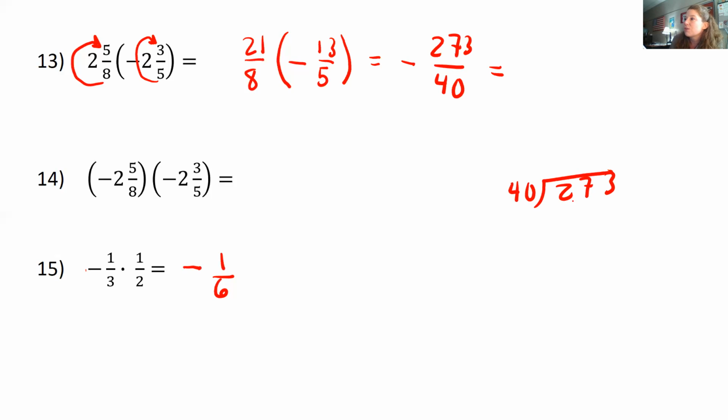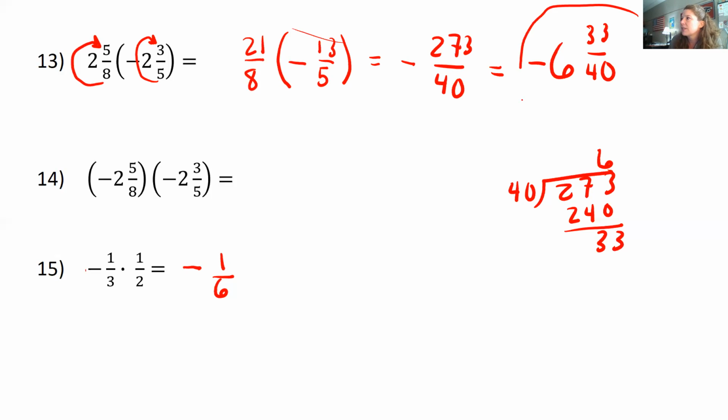And then if I was trying to say, okay, how many times will 40 go into 273? Well, 40 will go into 273 about what? 7? No, 7's too much. So it's going to be 6. So that's going to be 240. So subtract, and I get a remainder of 33. So 6 whole times with a remainder of 33 over 40. Let me just make sure my answer is right. Yeah, it's right. So that's my final answer.